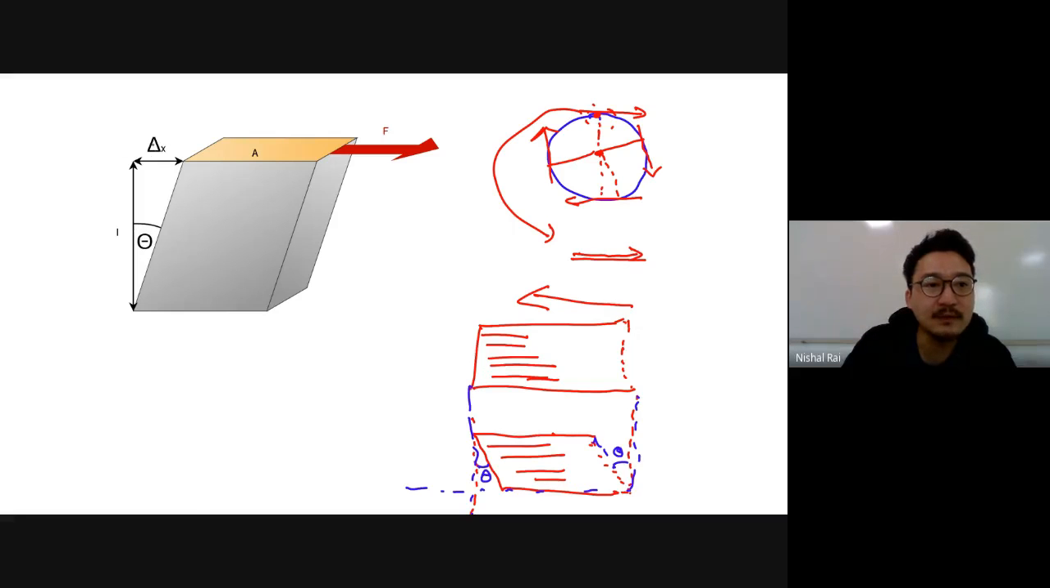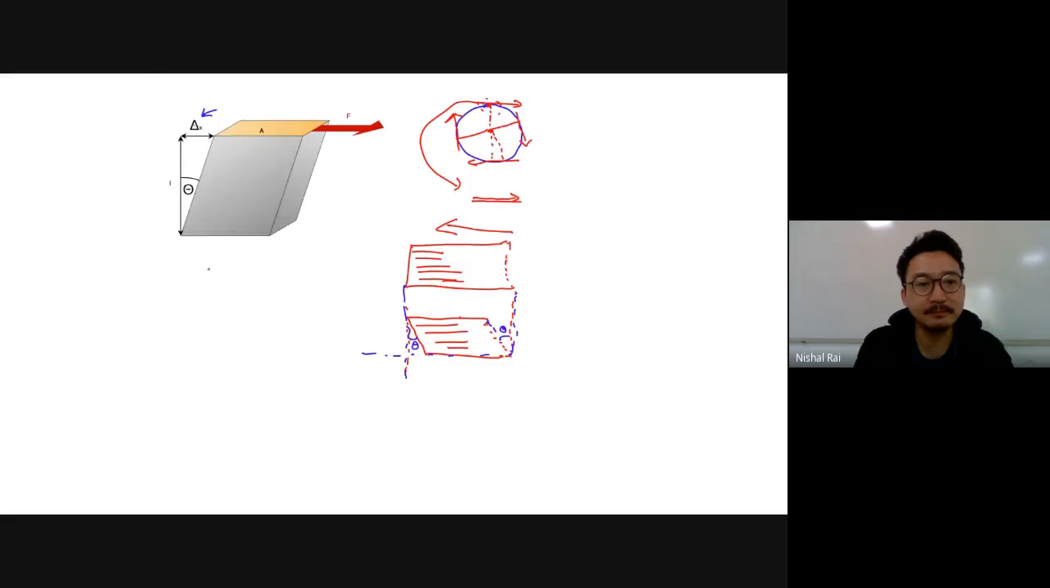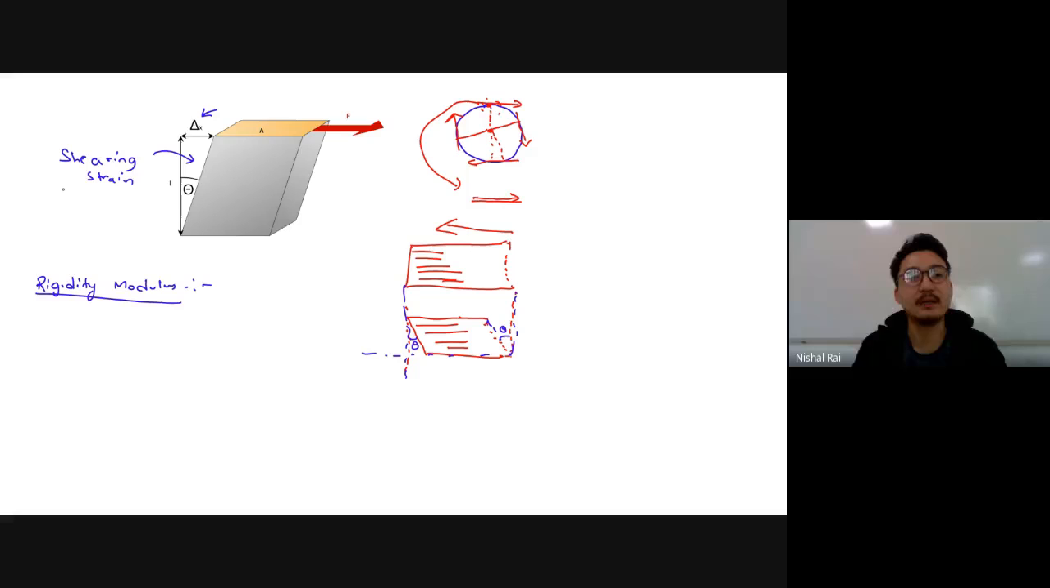So the amount of deformation, which is delta x, do you know why we are able to take this delta x as theta? First, let me write the formula. Then you will be able to see. Basically, the shearing modulus or the rigidity modulus. And this strain is called here what? Shearing strain. S-H-E-A-R-I-N-G. Shearing strain usually occurs in two dimensions, when the force is applied on a plane.